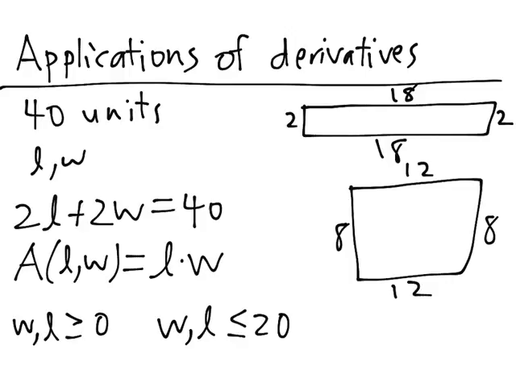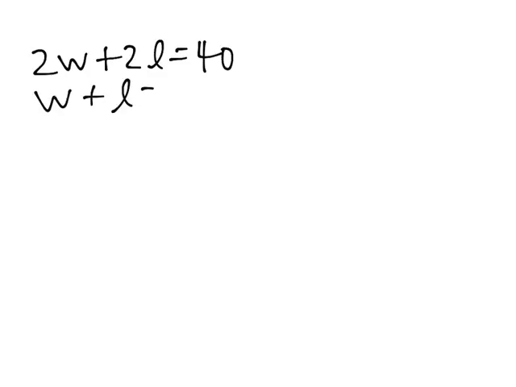However, we don't really know how to maximize a function of 2 variables, which is what the area is. But we are given an equation that relates the 2 variables. So if we solve for one in terms of the other, then we'll be able to write the area as a function of one variable, which we can maximize. Let's do this. So 2w plus 2l is equal to 40. Let's solve for w in terms of l. If we divide this equation by 2 on both sides, we get w plus l equals 20, and then subtracting l, we get w equals 20 minus l.